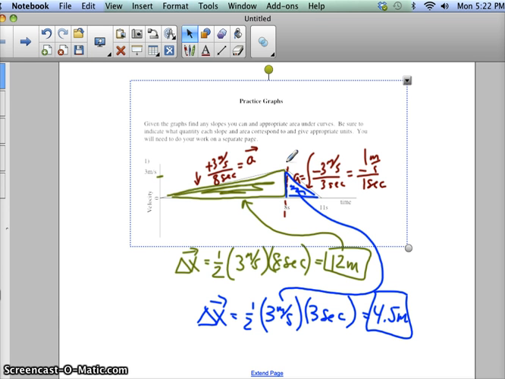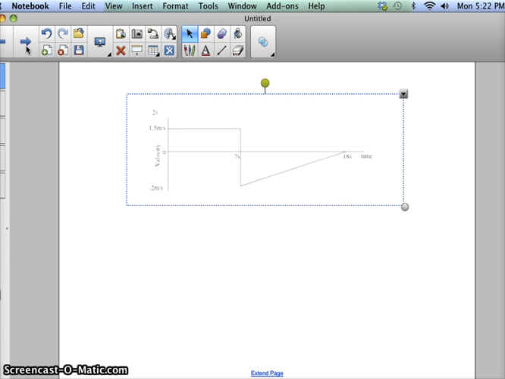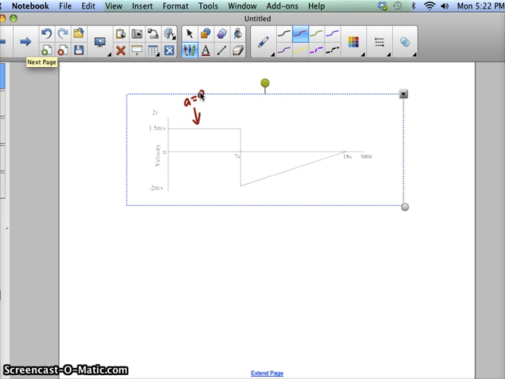Now I'm going to move on to the next page. I'm going to do the same thing again. So next page, looks like I have a constant velocity in the beginning. So the acceleration is 0. So for this section, the acceleration is 0. Since my velocity is constant, there's no change in velocity. My displacement is going to be this area there.